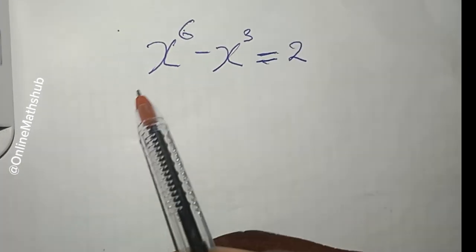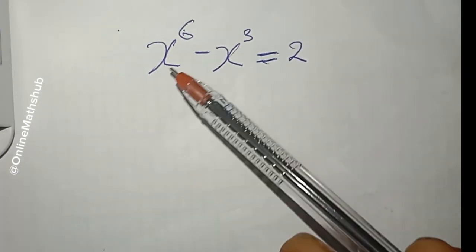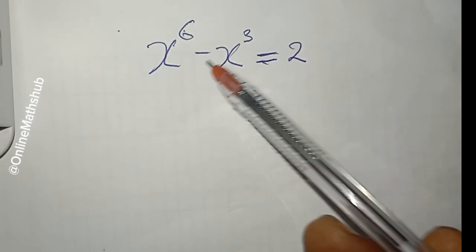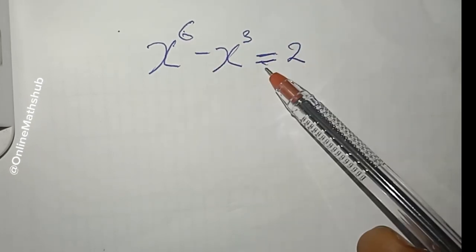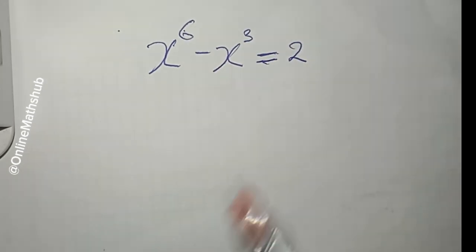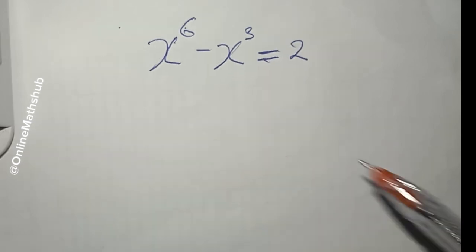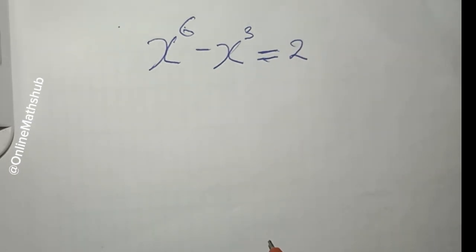We're going to be solving this equation right here. So what we have is x power 6 minus x power 3 is equal to 2. And so we want to find out the value of x that actually satisfies this equation right here.